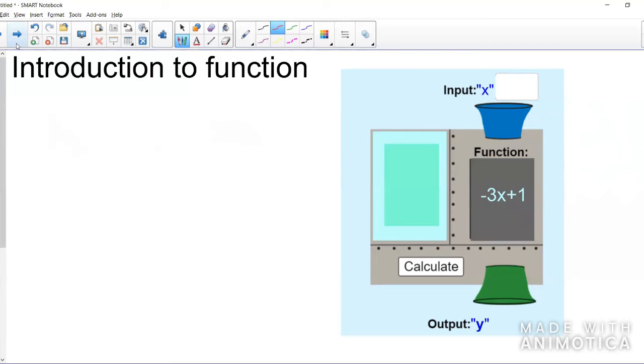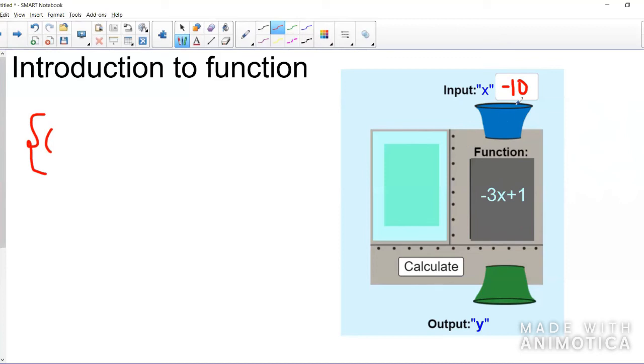So what if we are going to have a little bit different type of function? In this case, the function is -3x plus 1. In other words, you multiply the input by -3 and you add 1. If the input, let's say, is -10, what will be the output? So let's write down the function notation for that, or the set builder notation.